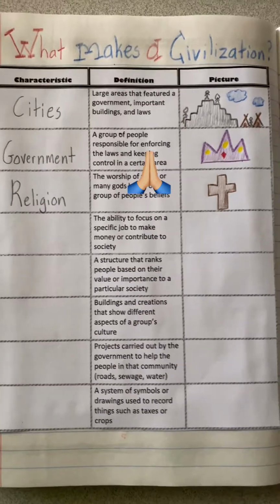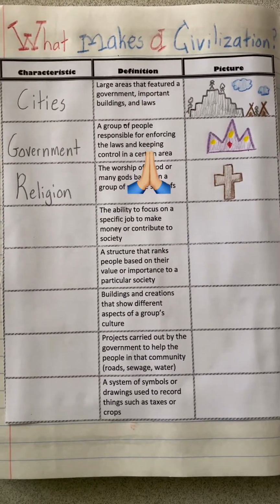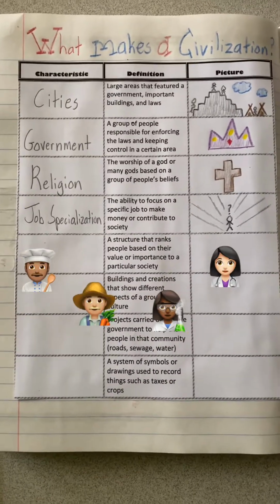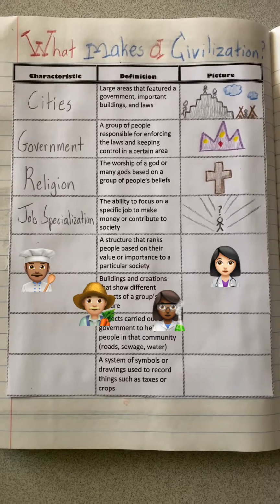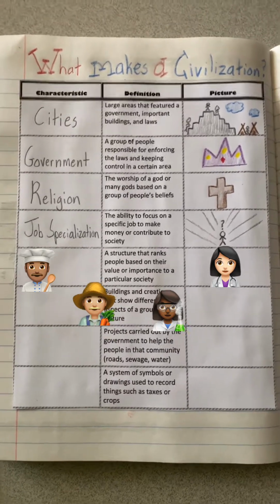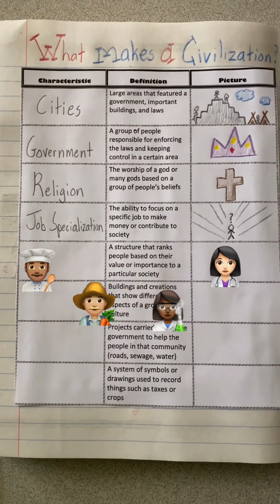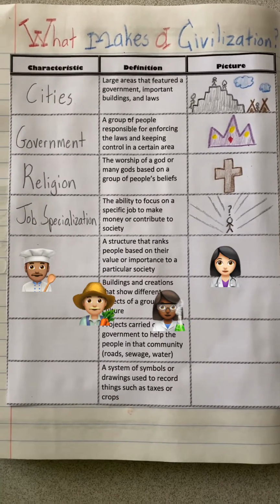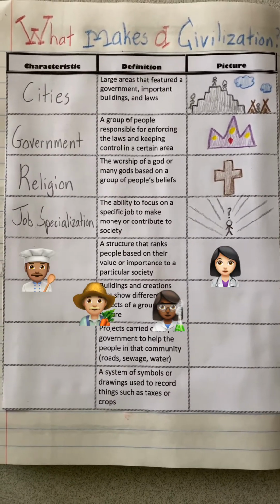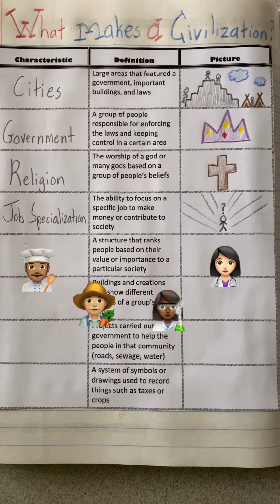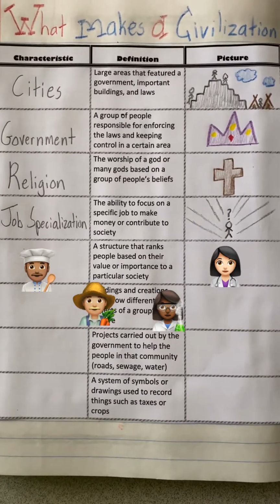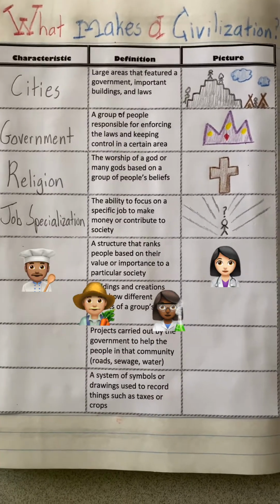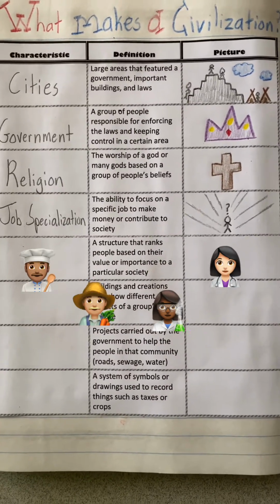The next one, the ability to focus on a specific job to make money or contribute to society. This one might seem a little more obvious, but maybe you might not think of these words. Job specialization. The ability to focus on a specific job to make money is all about specializing, which we talked about during economics. To specialize means to really focus in on one area, and we as Americans have lots of job specialization. There's many paths, which is why my picture represents a choice of paths before us.